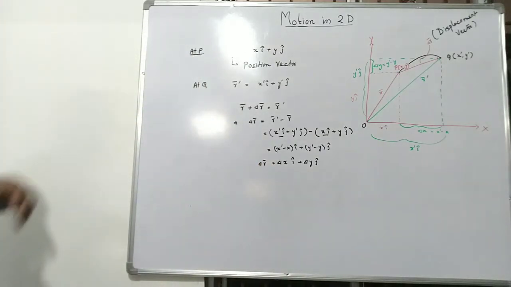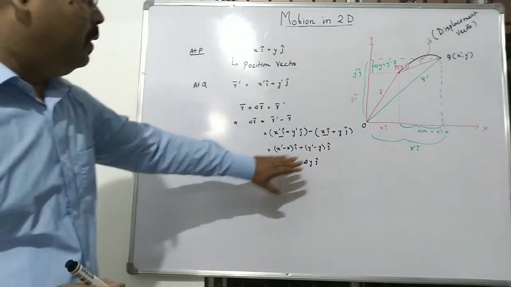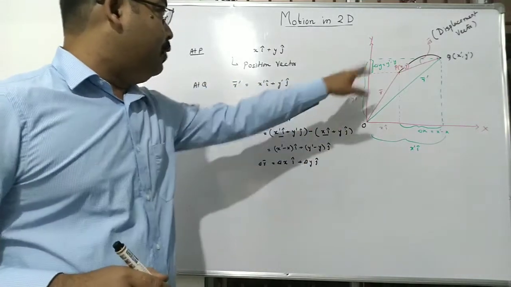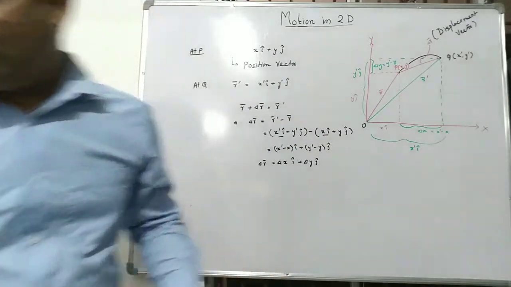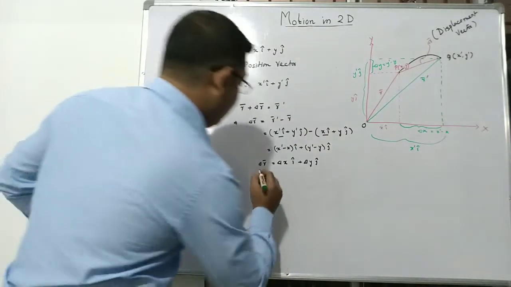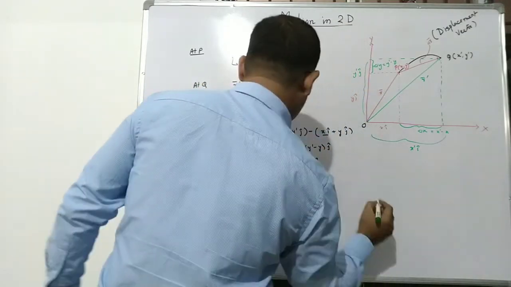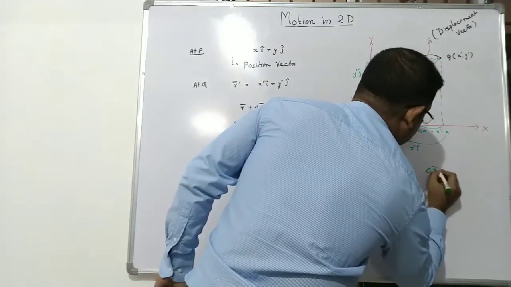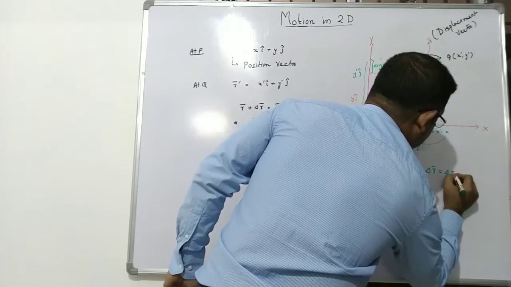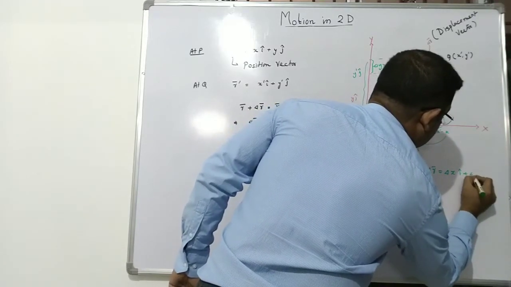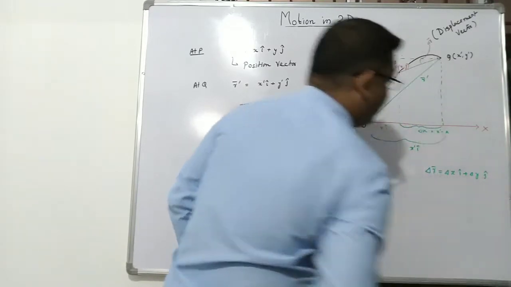So the displacement of the particle from point P to Q is given by this particular expression. This is going to be important, and we are going to use this multiple times. So let's just write it here. Delta r equals delta x i cap plus delta y j cap.